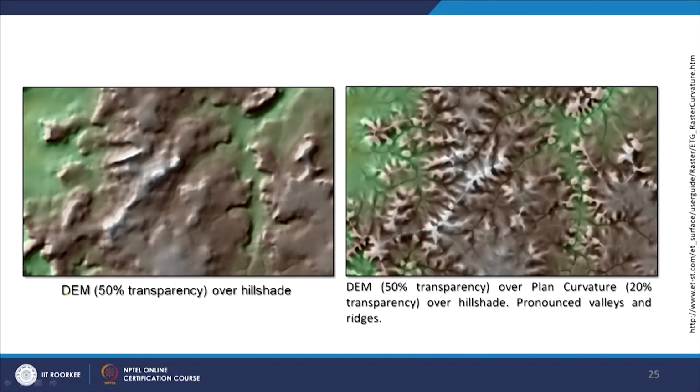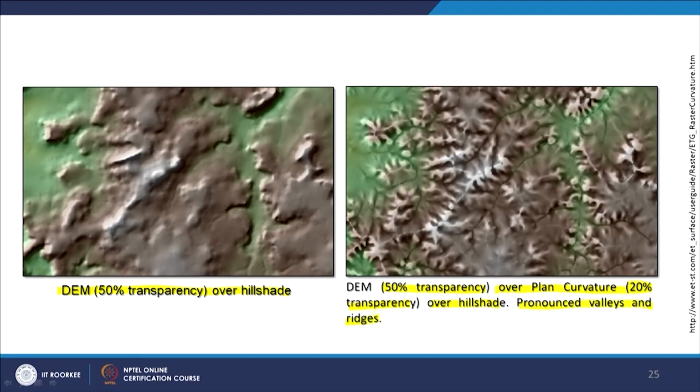Another example here is a DEM with 50% transparency over the hillshade. I also showed you through demonstration that you can bring a shaded relief model and digital elevation model together, and for that digital elevation model you can choose a color palette and keep it 50% transparent. So in the background you have the hillshade, and on top of that you have a digital elevation model which has colors.